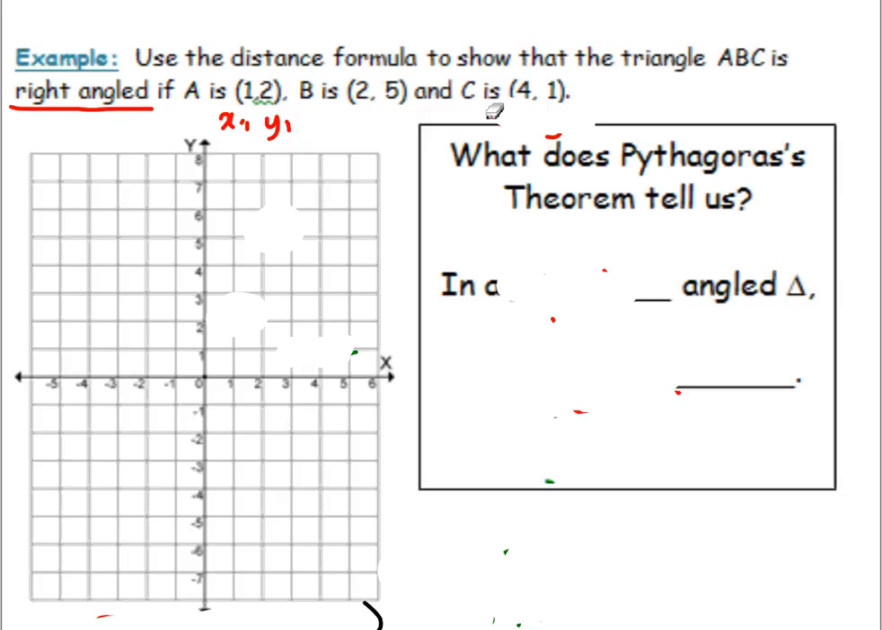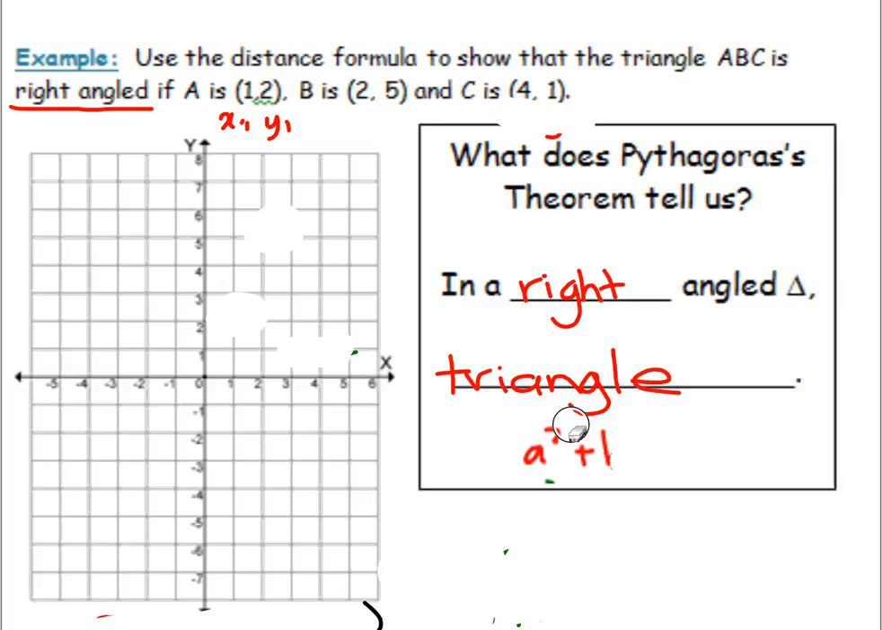So what does Pythagoras' theorem tell us? It tells us that in a right-angled triangle, which is what Pythagoras' theorem applies to, the square of the two legs is equal to the square of the hypotenuse. So we need to work out what these three lengths are first, and then plug them into Pythagoras' theorem after all that to see: does a squared plus b squared equal c squared?